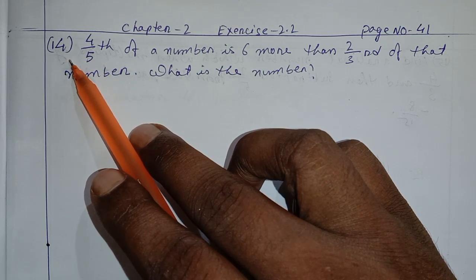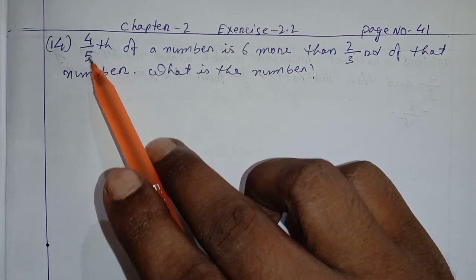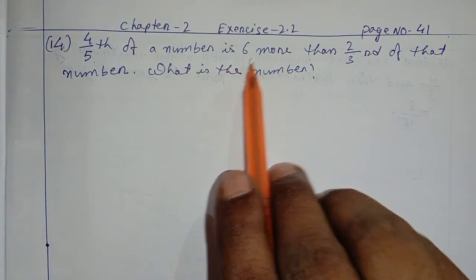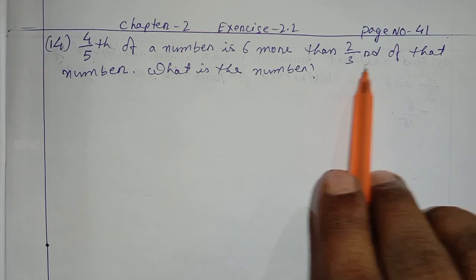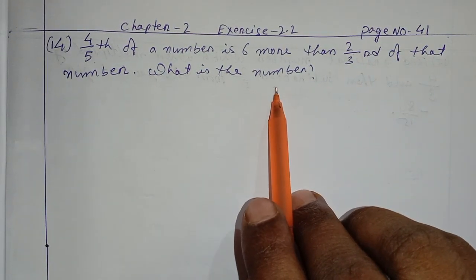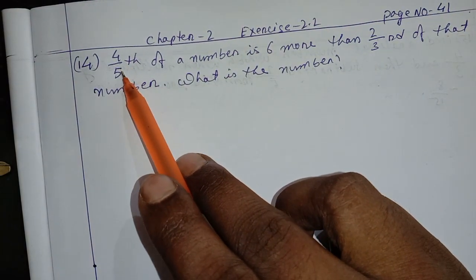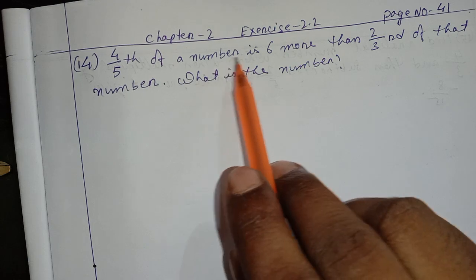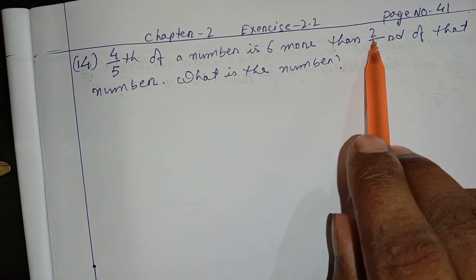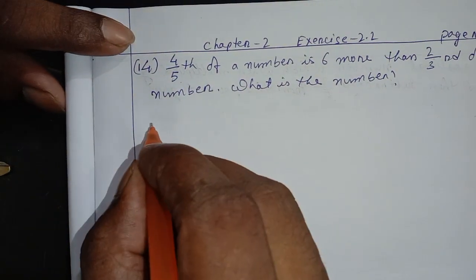Question number 14. What is 14? 4 by 5th of a number is 6 more than 2 by 3 of the number. What is the number? Then we have to find the number. Here it is told that 4 by 5th of any number is 6 more than 2 by 3rd of that number. Then at first we will consider the solution.